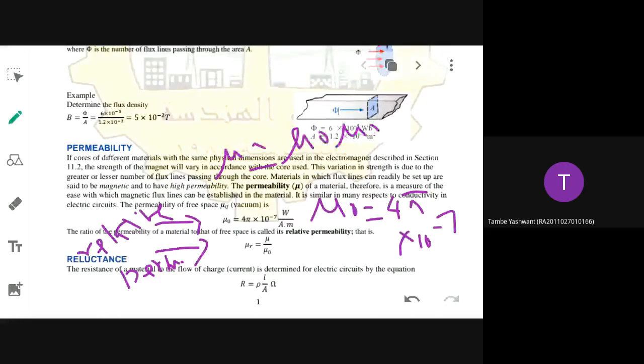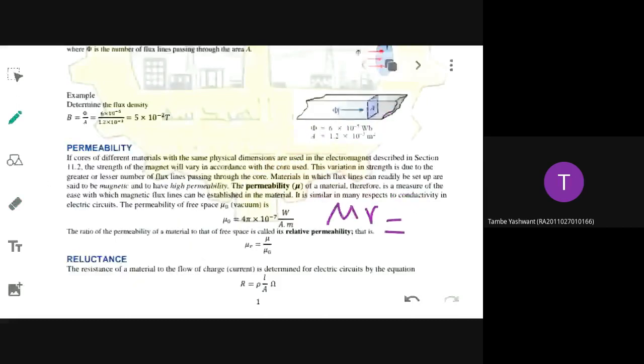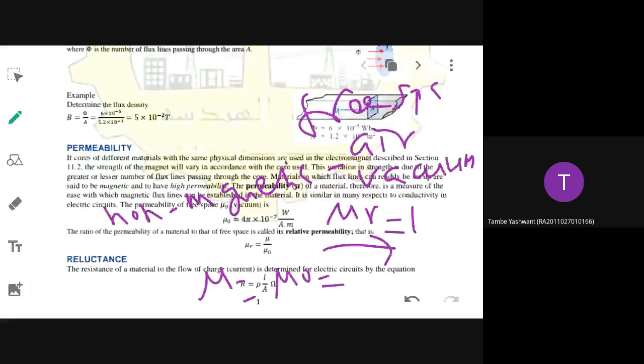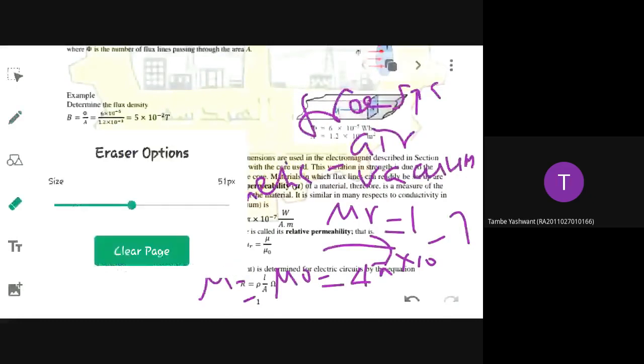So what difference will that make for mu if it is a non-magnetic media and if it is a magnetic media? For non-magnetic media, mu r will be equivalent to 1. Non-magnetic material means air or vacuum or free space. For all these cases, mu r will be equivalent to 1. So mu will be equivalent to mu naught, which is 4 pi into 10 to the power minus 7 only.